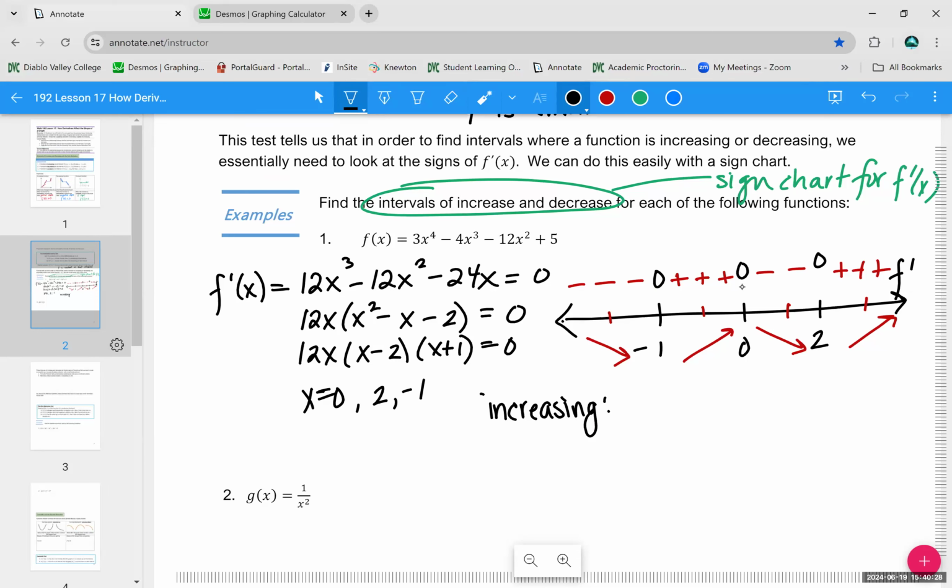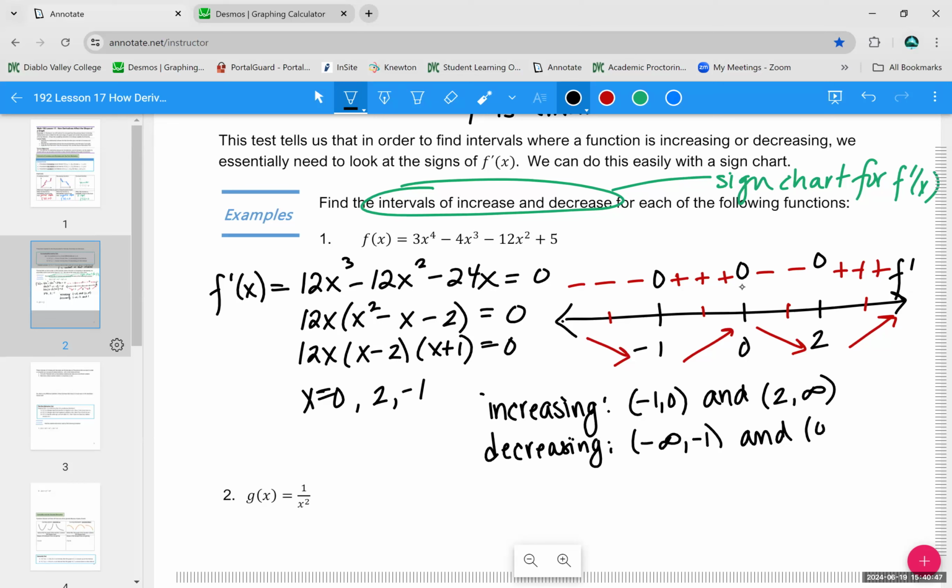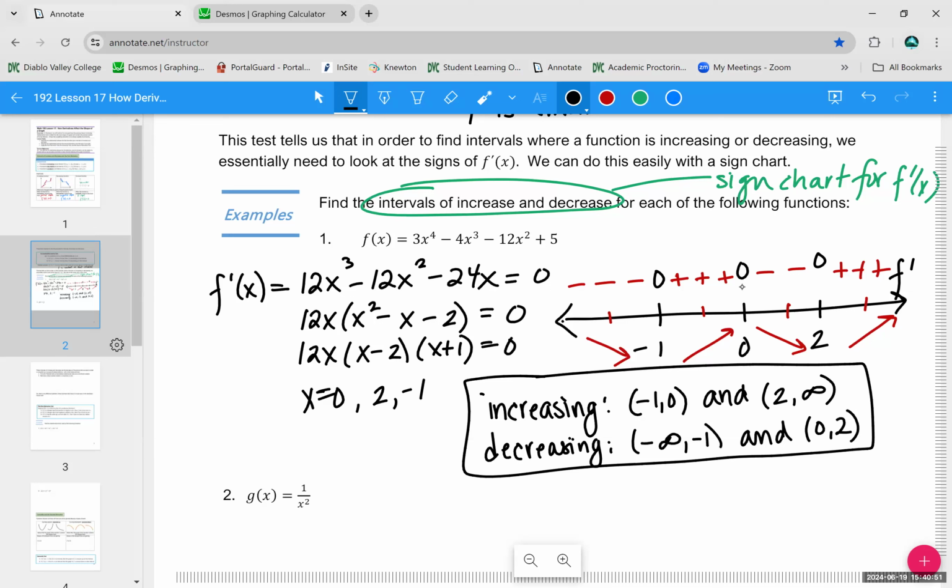So it appears to be increasing on -1 to 0 and 2 to infinity, and decreasing on -infinity to -1 and 0 to 2. So that would be my final response. And you can always double check by taking a peek at its graph.